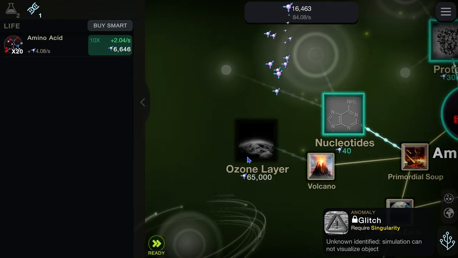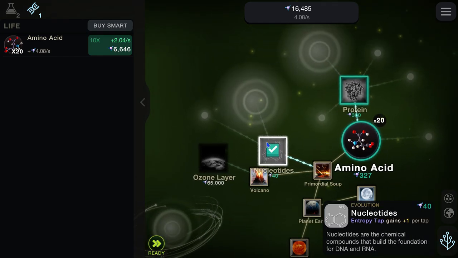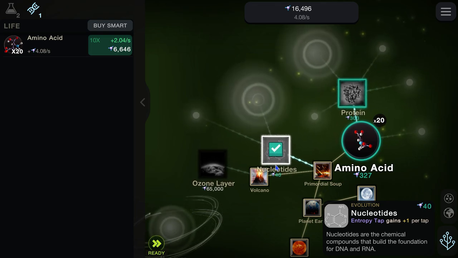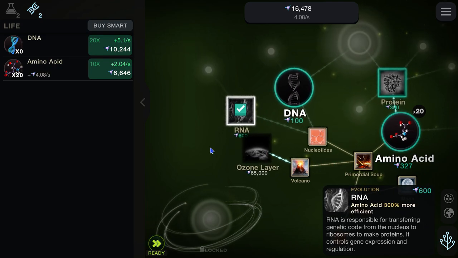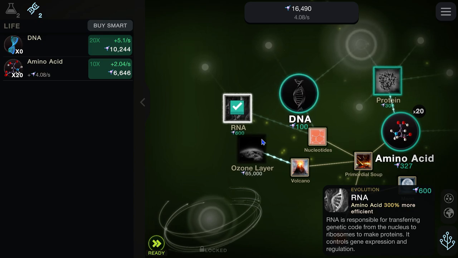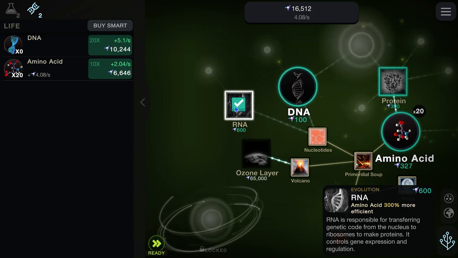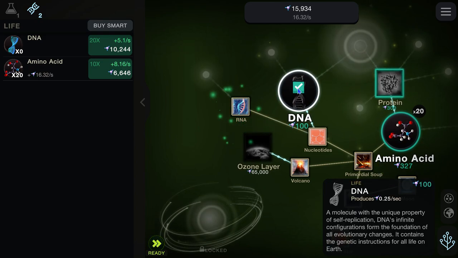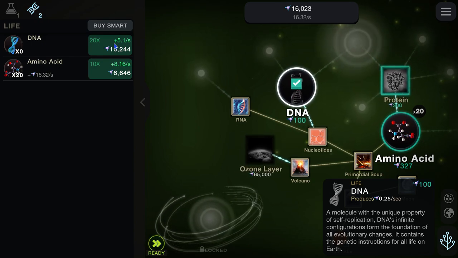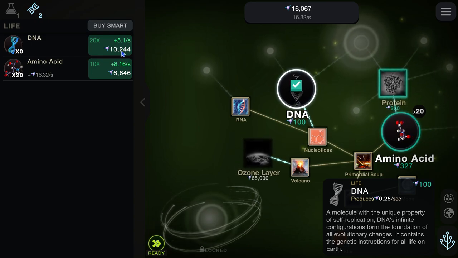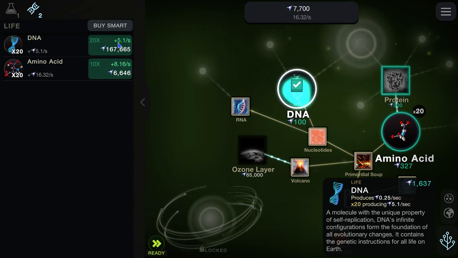I can't believe that the end already appears. Nucleotides. Nucleotides are the chemical compounds that build the foundation for DNA and RNA. I still don't really know what all of them mean. Neither really. RNA. RNA is responsible for transfer of genetic code from the nucleus to the ribosomes to make proteins. It controls gene expression and regulation. DNA, a molecule with the unique property of self-replication, has infinite configurations that form the foundation of all evolutionary changes. It takes the genetic instruction for all life on Earth.